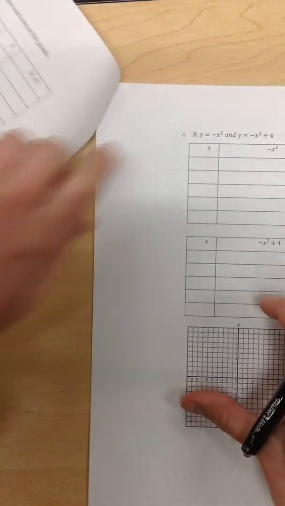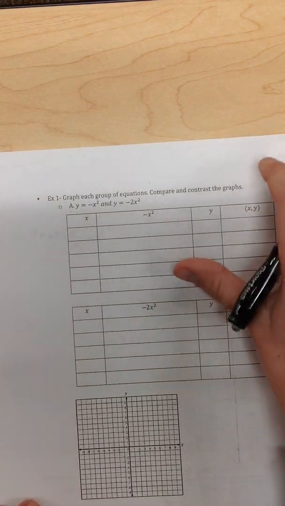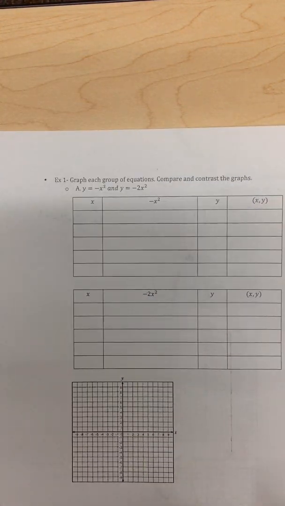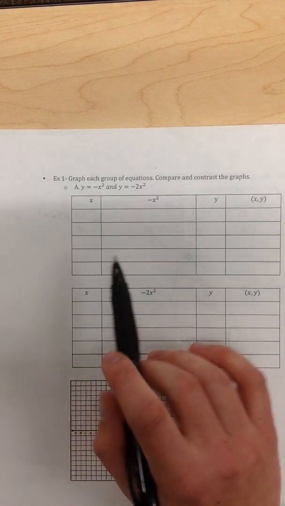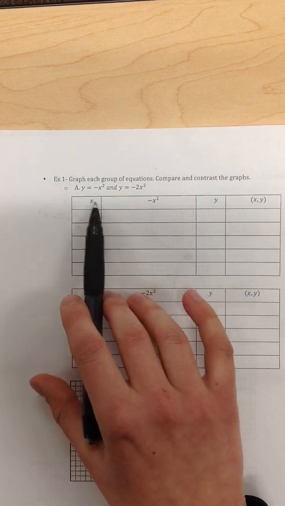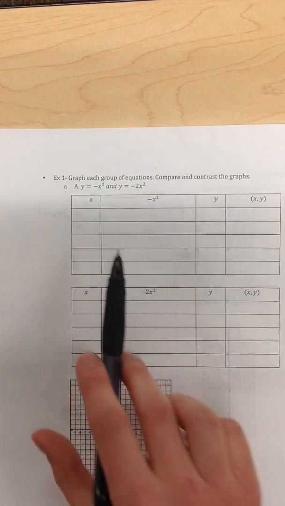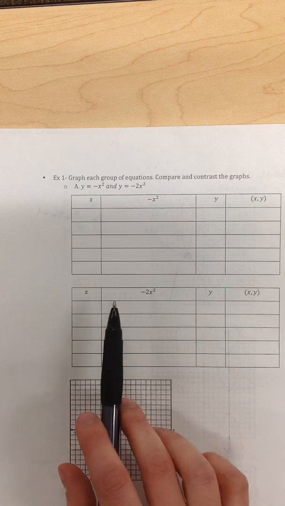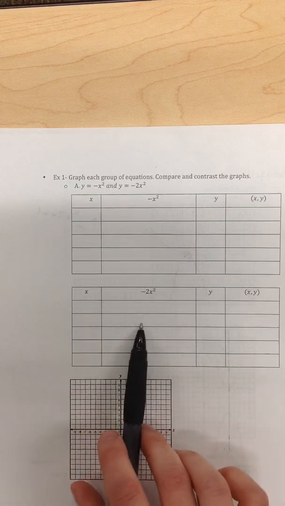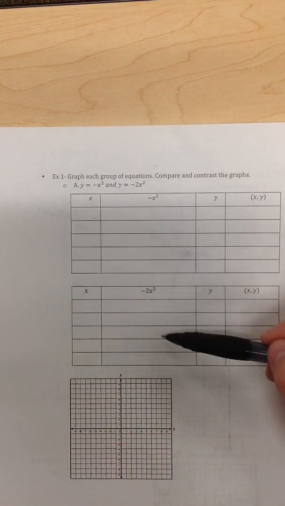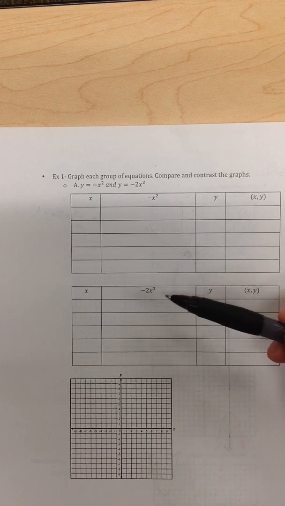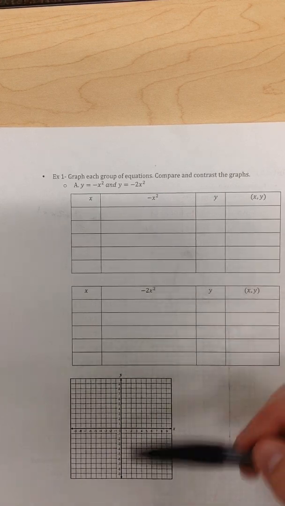Okay, so let's do some comparing. So what they're going to want us to do is they're going to want us to take and graph some quadratic equations here. So the first one I've got is y is equal to -x squared. So I'm going to graph that one here. And then the other one is y is equal to -2x squared. And I'm going to figure out my coordinates with that, and then I'll graph them below.